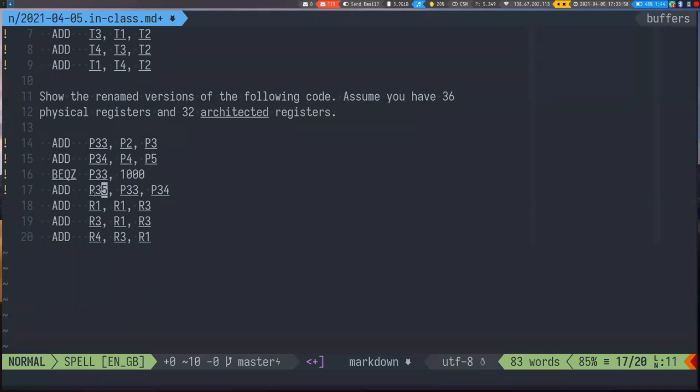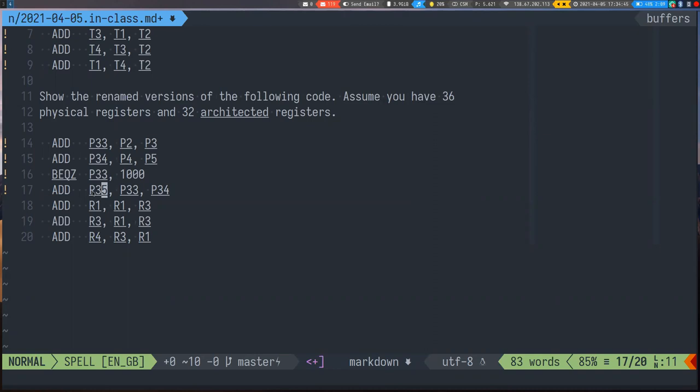What does architected mean? Basically, it means the registers that are exposed to the ISA. So you're writing MIPS code, you could reference R1 through 32. But actually, what's happening under the hood is you have 36 physical registers. It just pretends to be 32. Does that mean a wraparound just happens on those four extra registers? Yeah, the wraparound happens on those four extra registers.